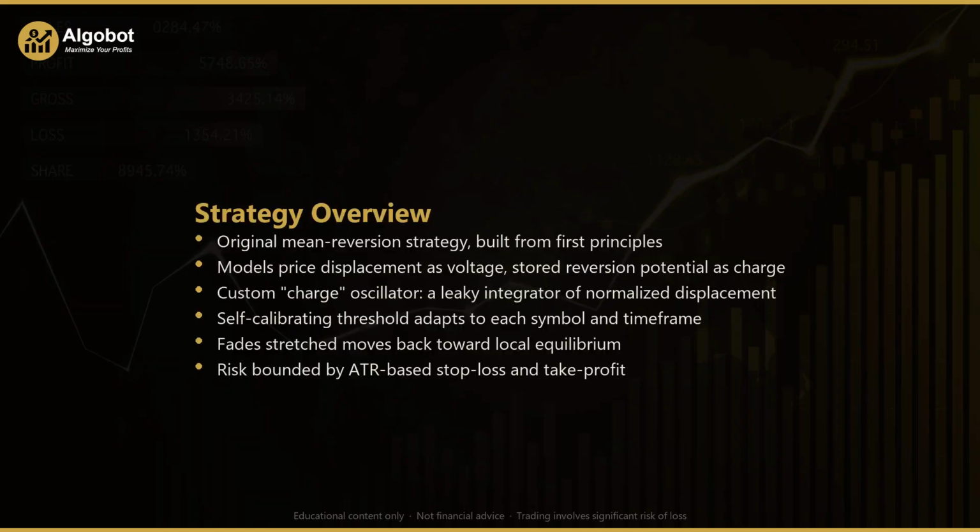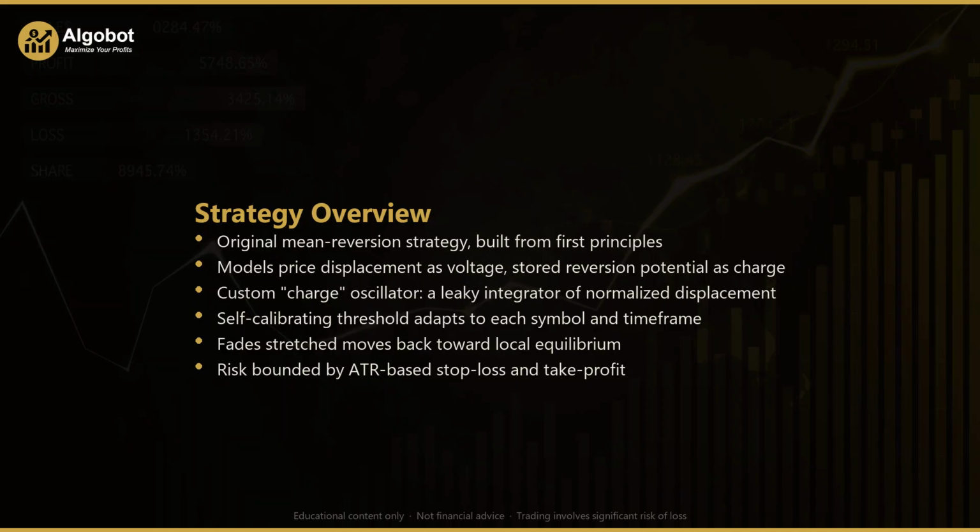Let's get started. So what exactly does the Capacitive Charge Reversion Expert Advisor do? At its heart, this is a mean reversion strategy. That means it looks for moments when price has stretched away from its own recent average, and it positions for a move back toward that average, the market's local equilibrium. It's designed to run on a single primary symbol and time frame, and because every calculation recomputes on each new bar, it adapts itself to whatever market and time frame you attach it to.